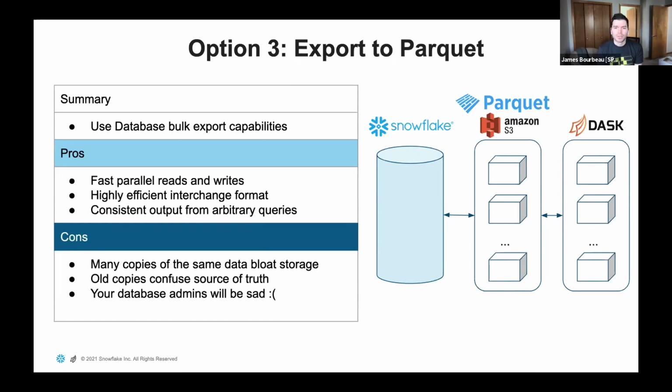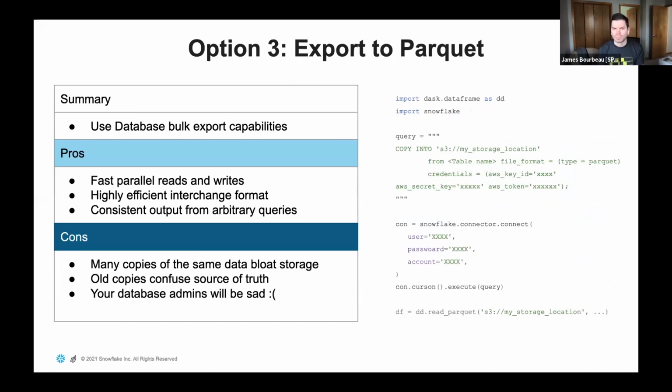The downside here is that you're copying your data sets. So this can lead to data bloat in your storage systems. You also now have multiple copies of your data floating around. It's hard to tell where the source of truth is. You no longer have a single source of truth. And in general, your database admins will just be sad whenever you are replicating your nice database into a dump of Parquet files. But this is a valid option. Sorry, I forgot there's a code sample here to show you how to copy a data set from a Snowflake table into an S3 dump of Parquet files.